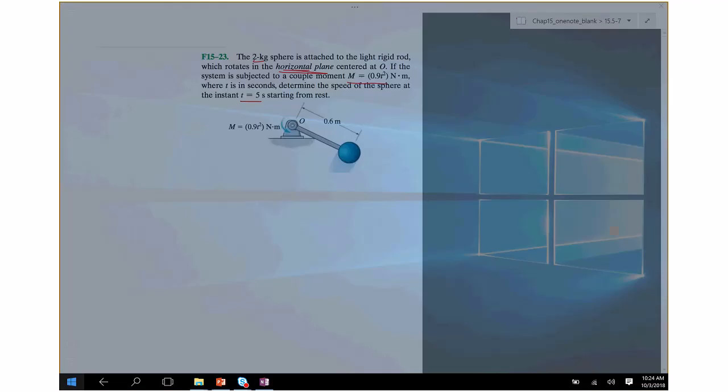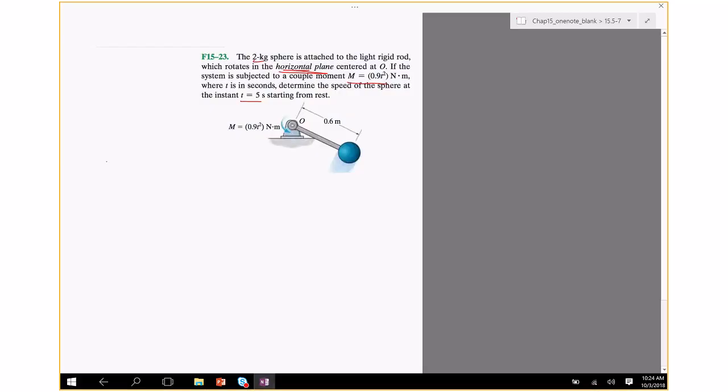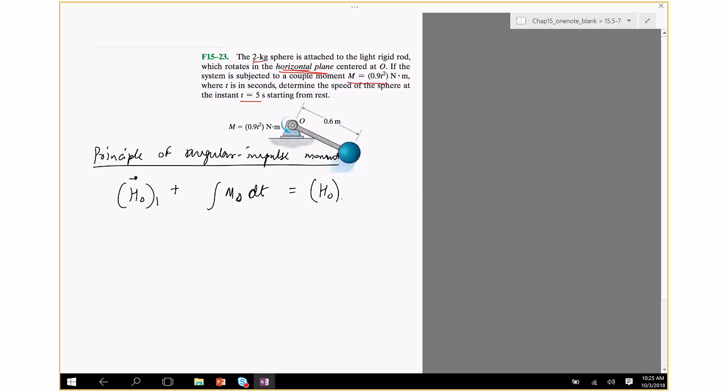Okay, so the principle of angular impulse and momentum gives me H_O1 plus the integral of M_O dt equals H_O2. So you're going to find the speed when the time is 5 seconds. So solve for V using that formula and then pull your answers.